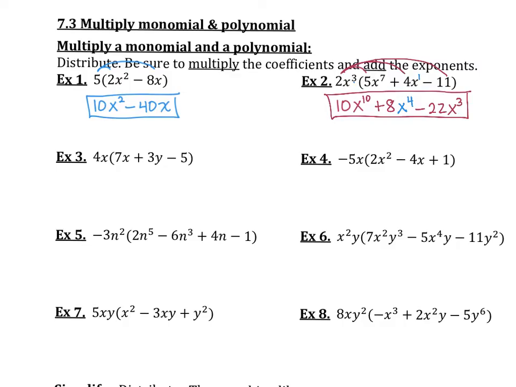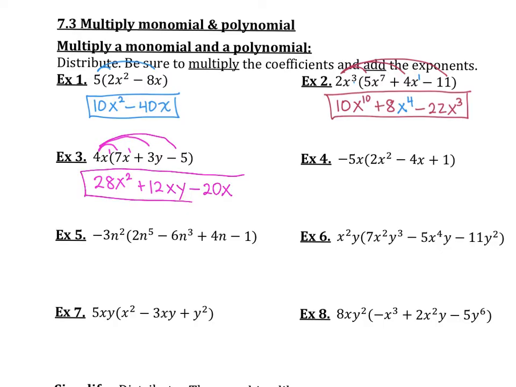I'm going to go ahead, same. I'm still doing the distributive property, just being careful with my exponents. 4 times 7 is 28. x times x is x to the 1 plus 1, x to the second. Okay, for the next one, 4 times 3 is 12. And then if I do x times y, that's just xy. Okay, 4 times minus 5 is minus 20. And then I need to keep the x on it from the 4x. And none of these are like terms, so I'm done.